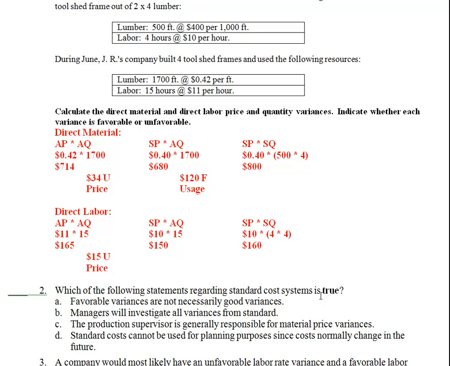So now I can calculate the labor efficiency variance, which is your quantity. And so your difference here is going to be $10. So you have a $10 direct labor efficiency variance. And we have to say whether it's favorable or unfavorable. Well, we thought it was going to take 16 hours. It actually only took 15 hours. That means the workers were efficient with their time. They worked quicker than we anticipated, or more efficiently than we anticipated, so that's a good thing. So it's going to give you a favorable variance.